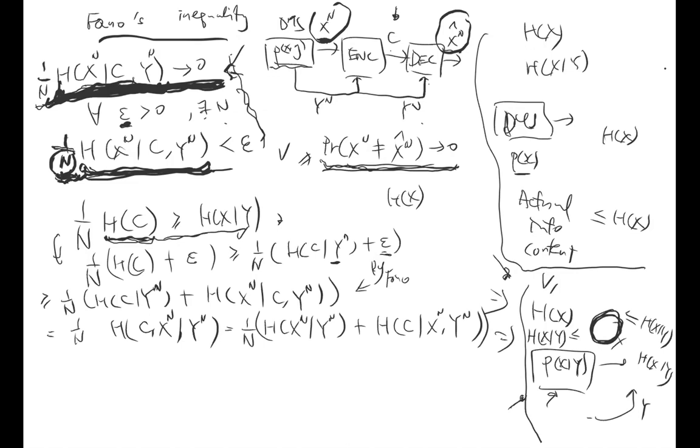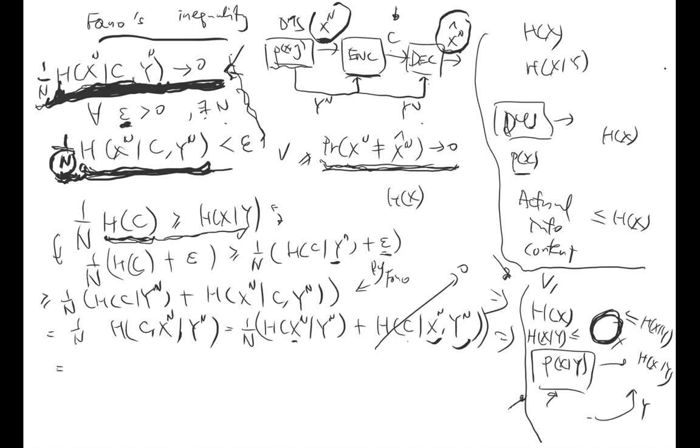So I'm just doing the chain rule, but in the other way, right? I just expand this into xn given yn, then c given xn and yn. Now, if you look at the encoder here, given xn and yn, the encoder is deterministic, right? So therefore, this guy is actually just equal to 0. So I only have xn, yn left. Okay, I'm pretty close to this guy now.